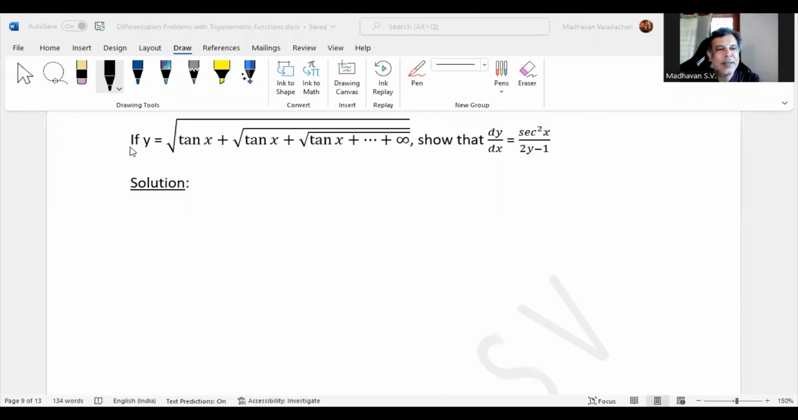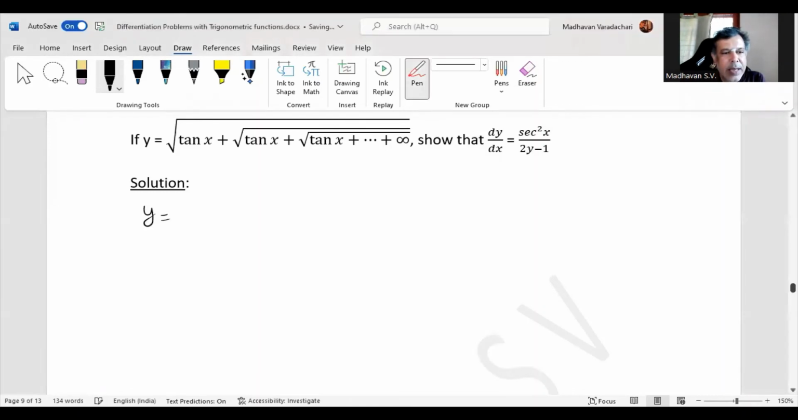Here it is given as if y is equal to square root of tan x plus under root tan x plus under root tan x and so on, it goes up to infinity, then show that dy by dx is secant square x divided by 2y minus 1. First of all, we can rewrite this function y as root of tan x. Again, if you look into this, it is nothing but y only.